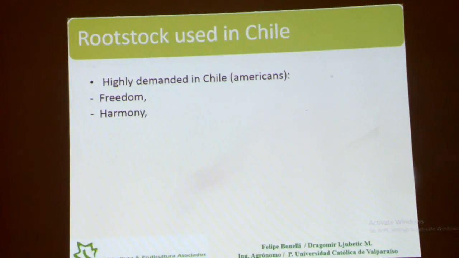The most used rootstock in Chile are Freedom, Harmony, Ramsey, all American rootstock, because they are more vigorous.